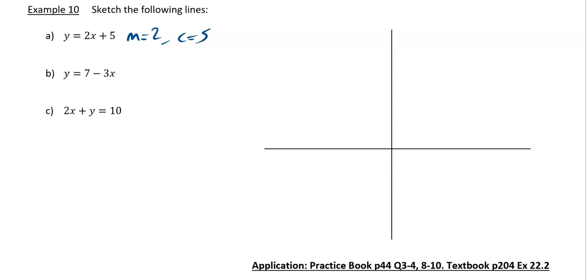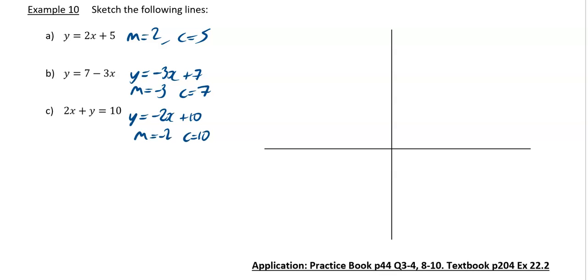This one, I'll need to do a wee bit of work before I do anything else. I'll need to rearrange to get it in the form y equals mx plus c. That's very easy to do in this one. I'm just changing the order of the minus 3 and the 7 around, so it's y equals minus 3x plus 7. And then it's easy for me to see m is equal to minus 3 and my c is equal to 7. The last one, a wee bit trickier to sort out. I'll need to rearrange and bring the 2x across, so it becomes y equals minus 2x plus 10. And then here, my m is equal to minus 2 and my c is equal to 10.